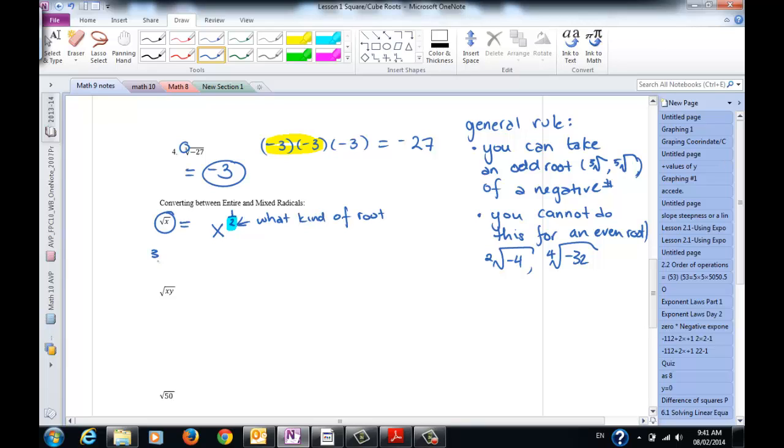So for example, if I was taking the cubed root of x, this would be x to the 1/3. If I was taking the fourth root of x, then I would have x to the 1/4. The nice thing about being able to write this with exponents is that we can use our exponent laws from our second unit that we did this year.